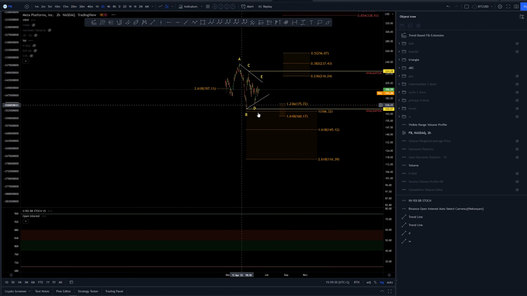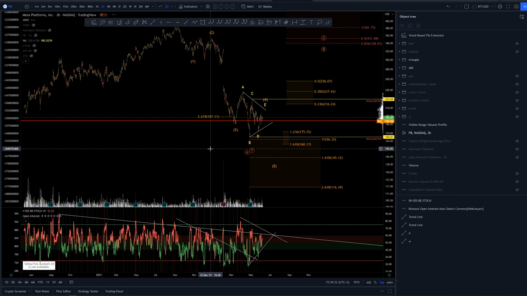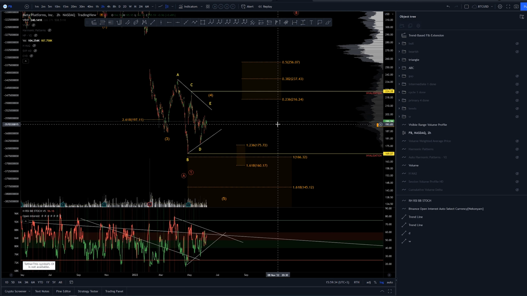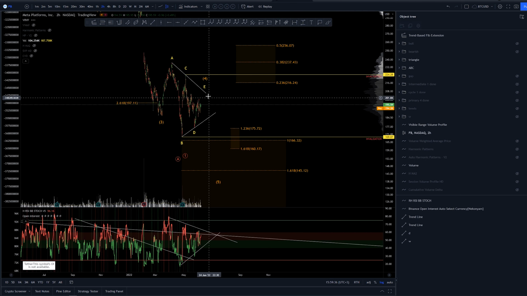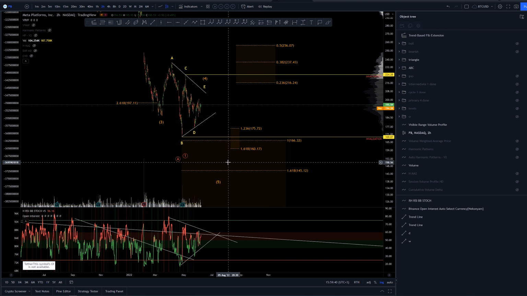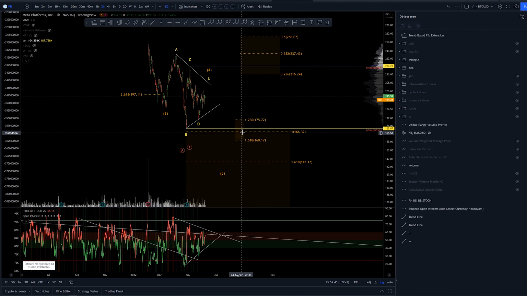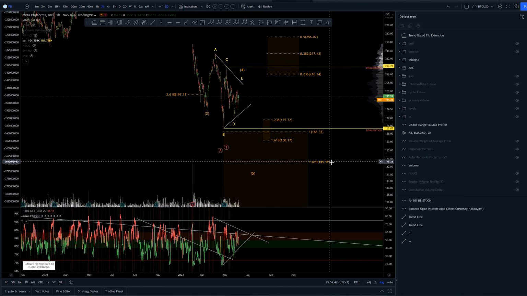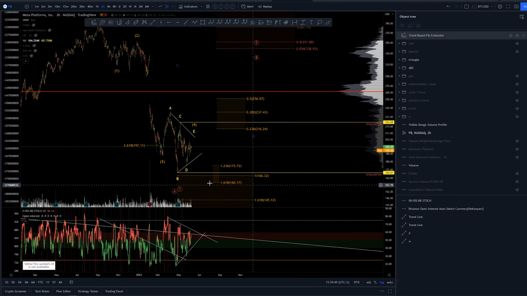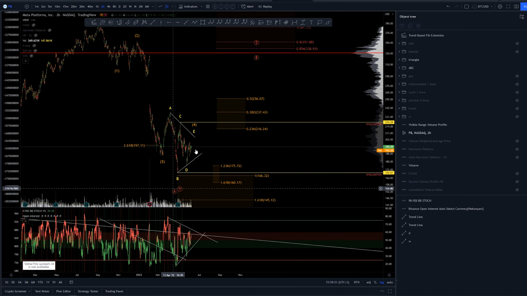Now, that being said, I would still be looking for the lower degree wave structure here for a 5-wave move before trying to get long here. But yeah, if they are lining up pretty well with these targets, I'm definitely going to be taking a shot, trying to ride this wave B.